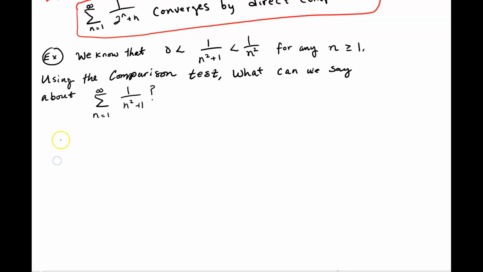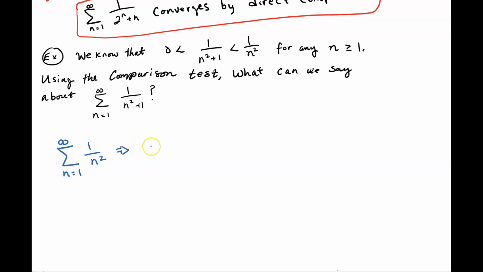And let me write that in blue just to stick with the convention here. We're going to be looking really at 1 over n squared, and if we can base some fact on 1 over n squared, then we'll know the convergence or divergence of 1 over n squared plus 1. So 1 over n squared here is not a geometric series. I hope you remember what this one is. This is a p series.